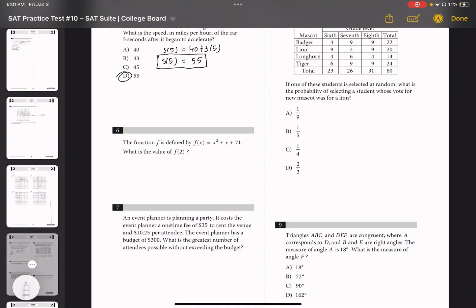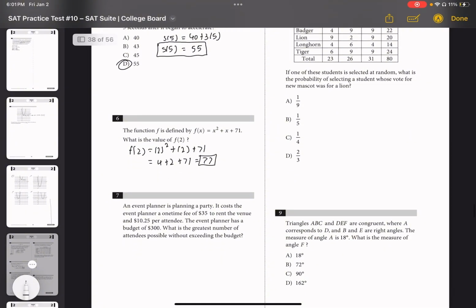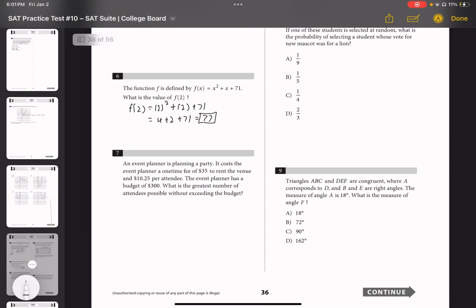Question 6, the function f is defined by f of x is equal to x squared plus x plus 71. What is the value of f of 2? So just plug in 2, and we get 2 squared plus 2 plus 71. So this is going to be 4 plus 2 plus 71. So 4 plus 2 is 6. 6 plus 71 is going to be equal to 77. That's your answer.